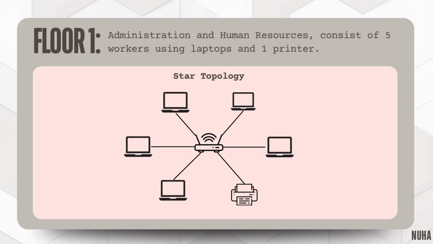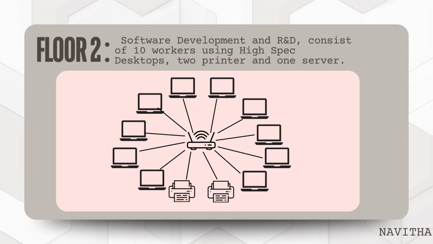For floor 1, it is the administration and human resource department, consisting of 5 workers using laptops and 1 printer. As you can see in the drawing, we use a star topology for the network design. All the laptops are connected to a central switch and the printer is also connected to that same switch. This setup makes it easy to manage the network and fix problems if something happens.